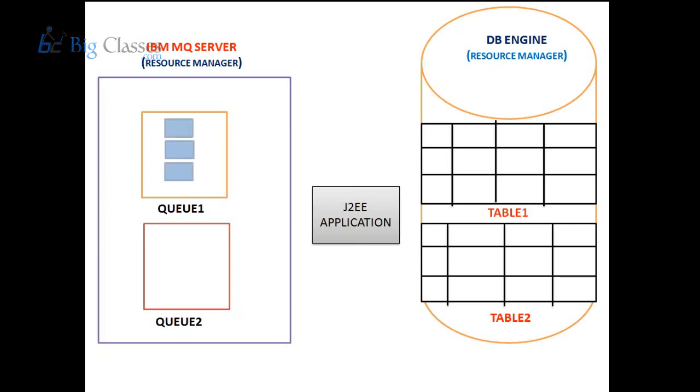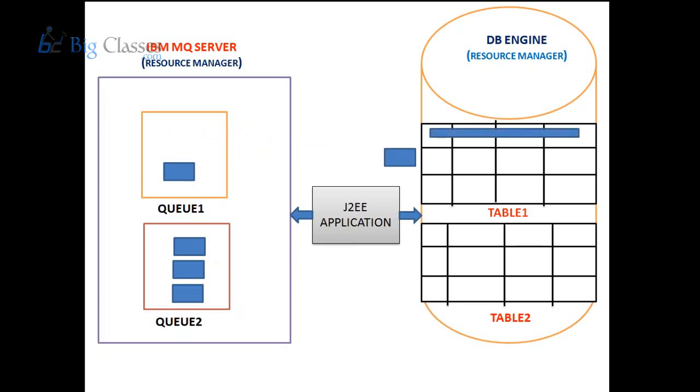See here, the sender application is sending messages to Q1 and Q2. In between these two resource managers, an application is hosted. It wants to get data from the MQ server and insert the data into the database. So what it can do here: it opens a connection to the IBM WebSphere MQ server and it opens a connection to the DB engine. It starts a transaction with two-phase commit. Then it gets the data from the MQ server and inserts the data into the database.